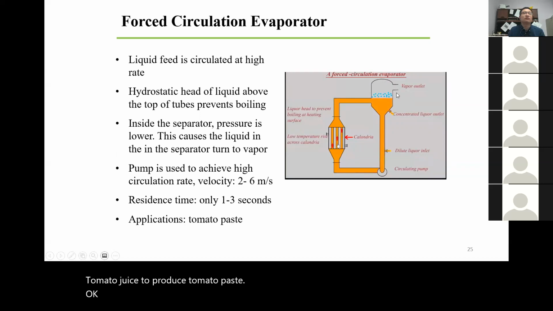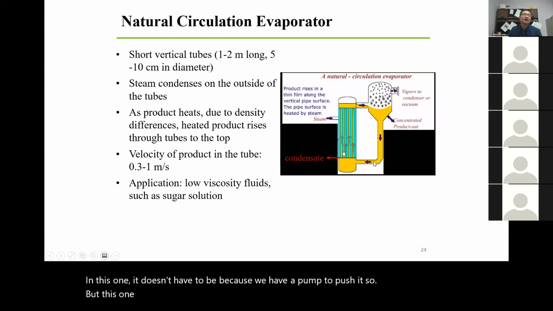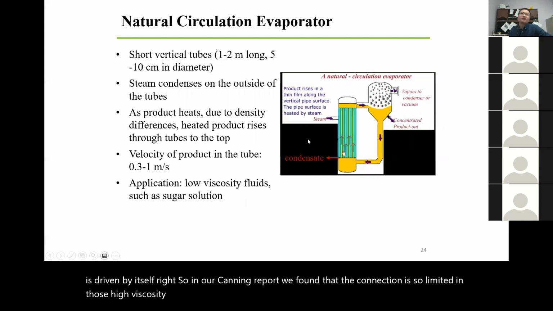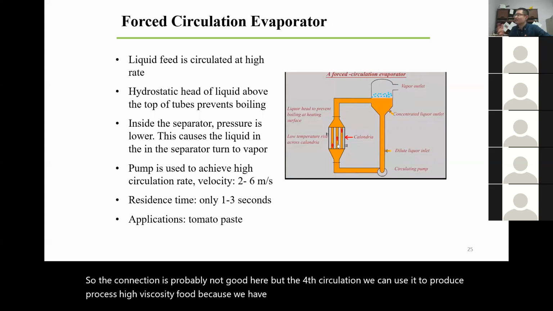Okay, so forced circulation evaporator. Also very simple, but just with a pump. So it's not as important for them to be low viscosity liquids in this one? In this one, it doesn't have to be because we have a pump to push it. But with the natural circulation, it has to be low viscosity, right? Because the movement is driven by the fluid itself. In our canning report, we found that convection is so limited in high viscosity foods, right? So convection is probably not good here, but with forced circulation, we can use it to process high viscosity food because we have a pump to push it, right? Okay.